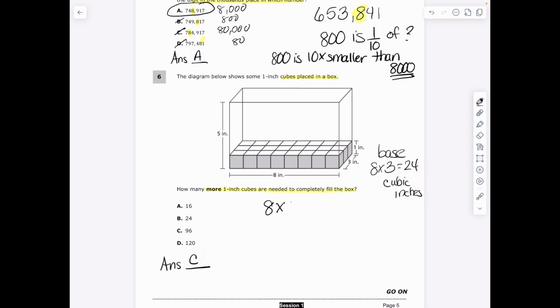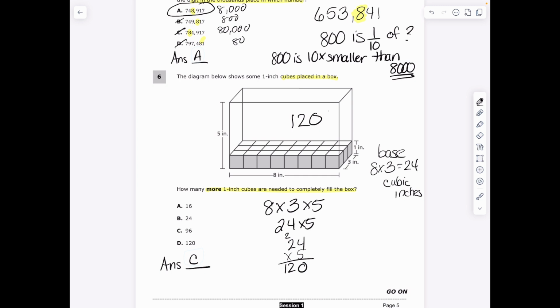So 8 times 3 times 5. So that's 24 times 5. Let's see, I kind of want to stack it and I kind of want to do partial at the same time. I'm going to stack it. 5 times 4 is 20. 5 times 2 is 10. Plus 2 is 12. Okay, so in all, there are 120.